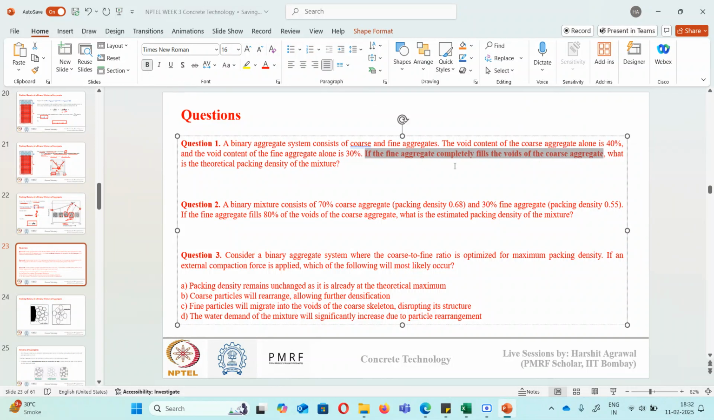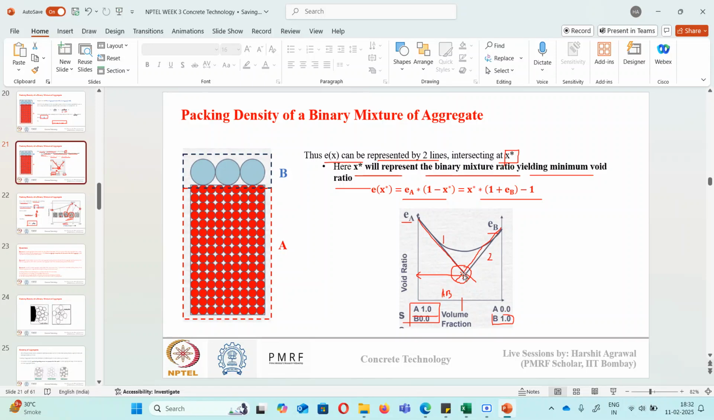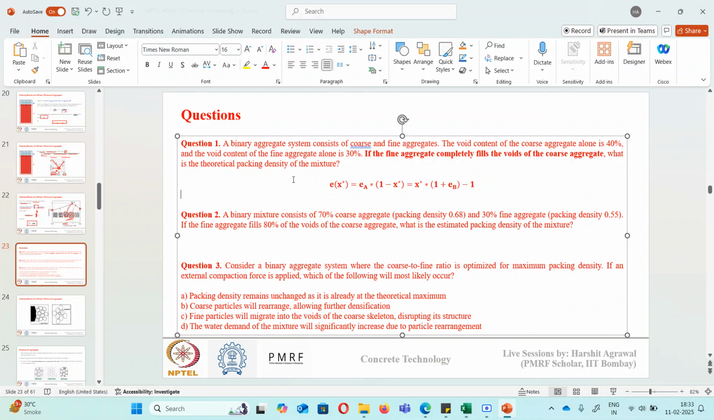So this line here is important. What they are saying, if fine aggregates completely fill the void of the coarse aggregate, means they are talking about this point, the point of minimum void ratio, where the void ratio will be minimum, when my fine aggregates are completely filling the voids between the coarse aggregate. So I can use this equation, because we said x star represents the binary mixture which yields the minimum void ratio. So I have this equation: E(x star) is equal to EA into (1 minus x star), which is equal to x star into (1 plus EB minus 1).